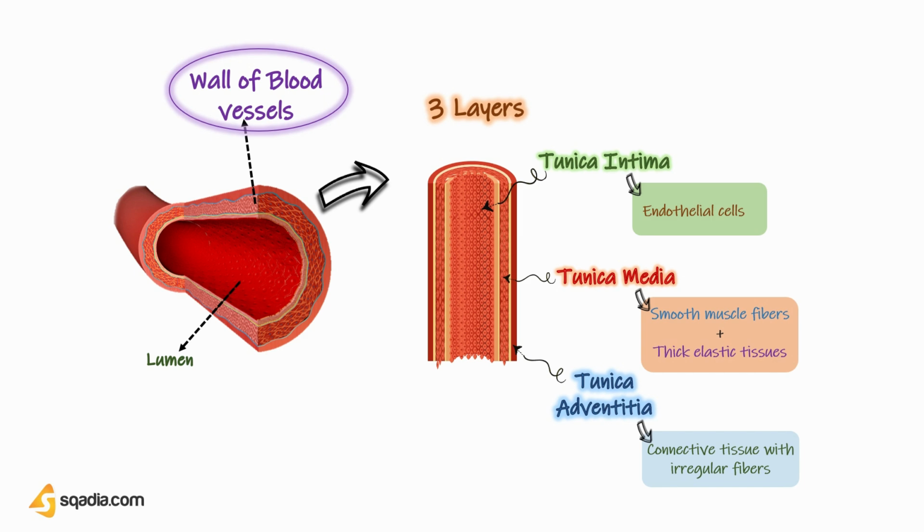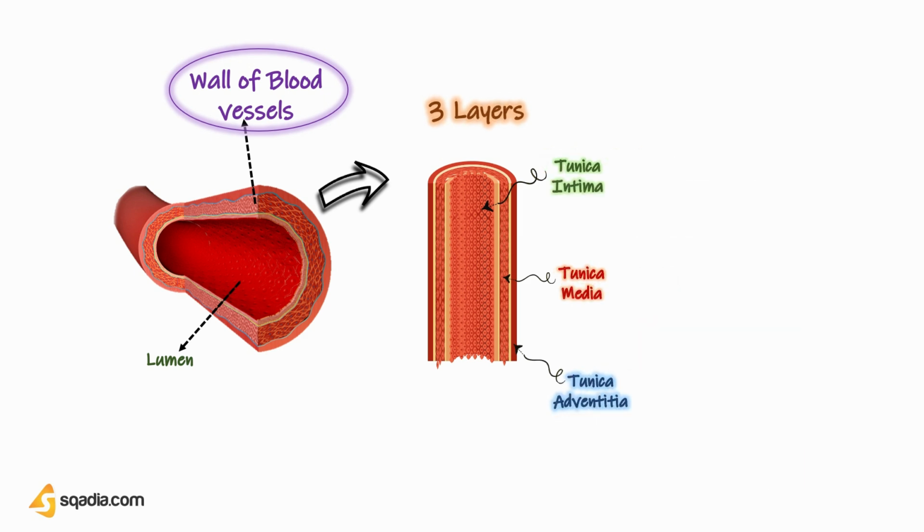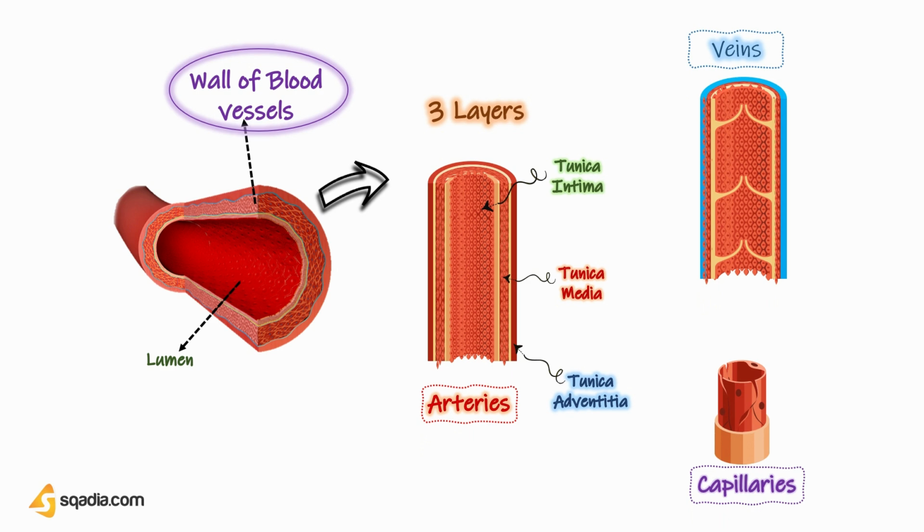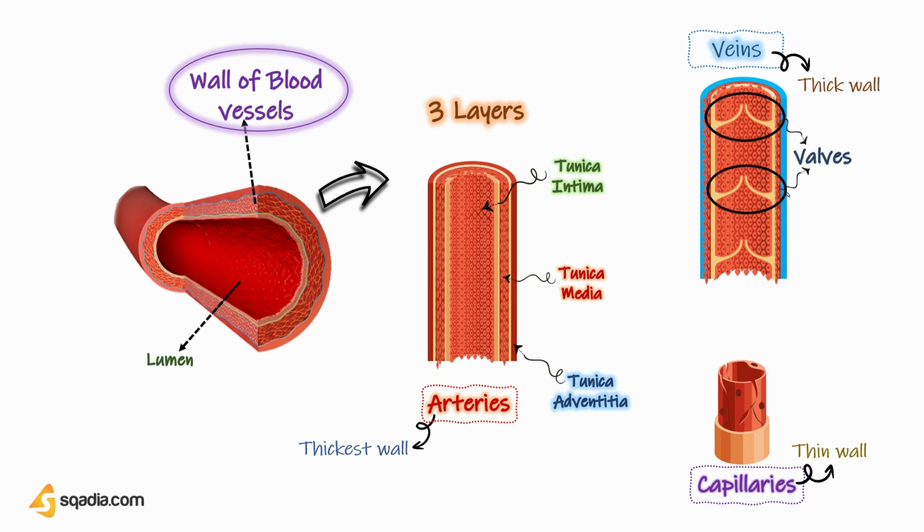Thickness of these tunics may vary among these blood vessels, with arteries having the thickest wall, veins having thick walls, while capillaries have thin walls. Along with these tunics, many veins have flap-like valves projecting inward from their linings that prevent backward flow of blood. Veins mostly have all 3 tunics, but these have thinner walls and larger lumens than the arteries to which they correspond.